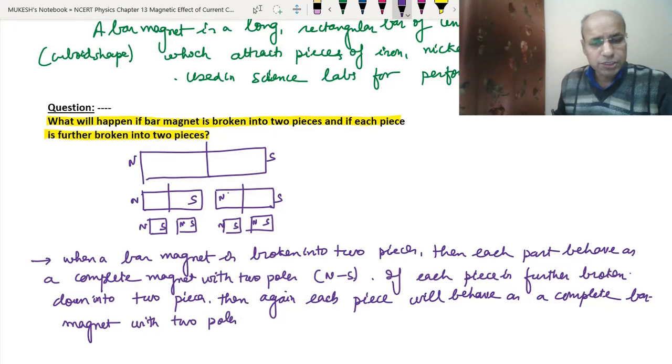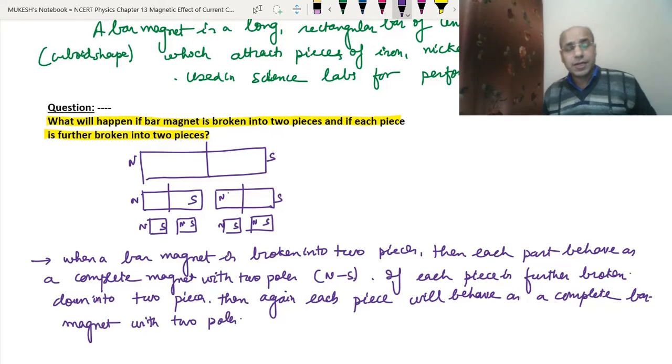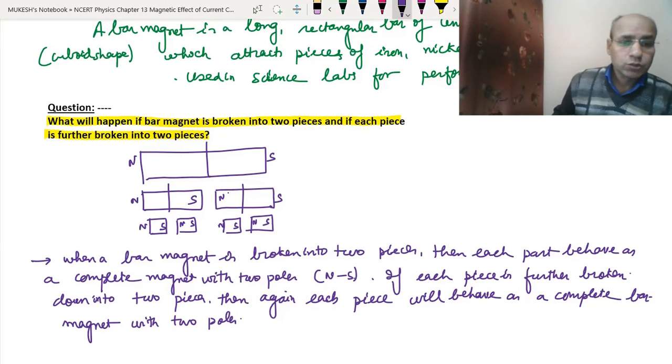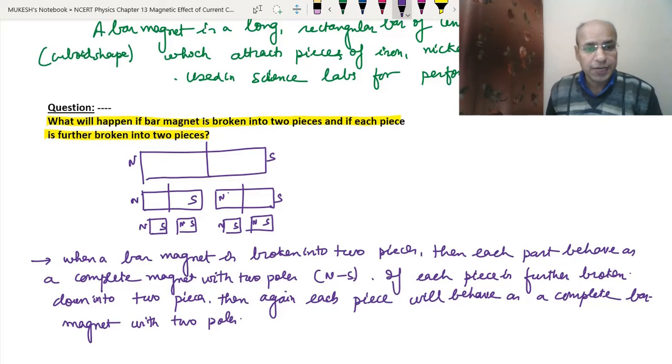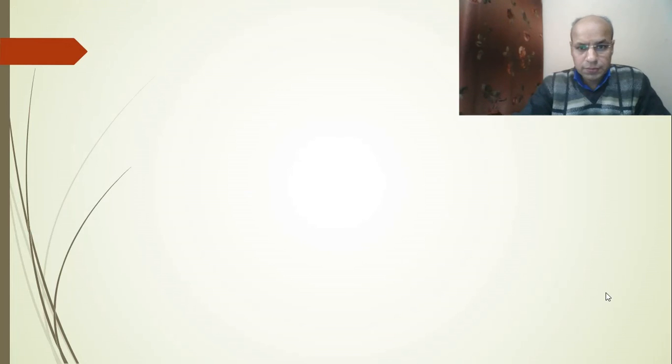Okay, so now let's repeat it. Suppose we have the bar magnet and we break it into two pieces, so each piece will behave as a complete magnet having north and south poles, although its magnetism will be reduced. Okay, and suppose we further break it down, then again we get two new short magnets with north and south poles, and if we break them further, they will still be complete magnets, till it becomes even minute particles. Okay, so I hope this is clear to you.